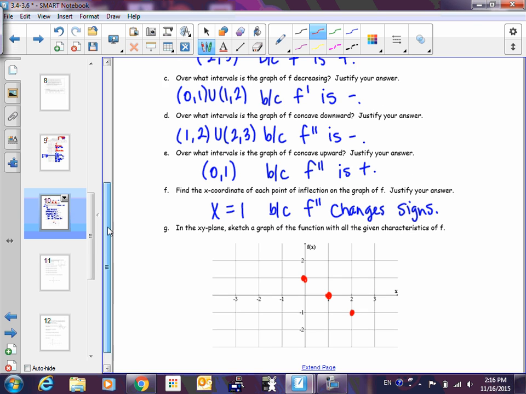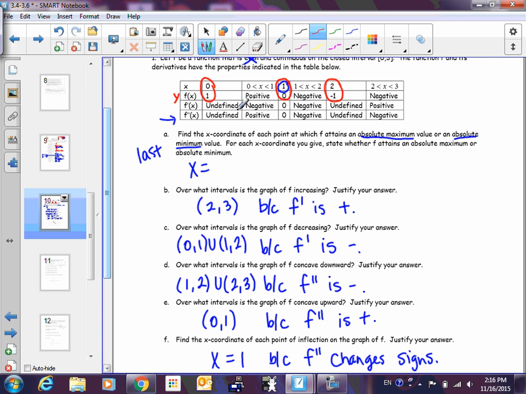Now one thing that I think could be helpful is to see where it says f prime is negative, actually put a decreasing arrow like that, and an increasing arrow for positive. Likewise, actually do a concave up piece for positive and a concave down piece for negative. This is just a strategy to help you with the next part.